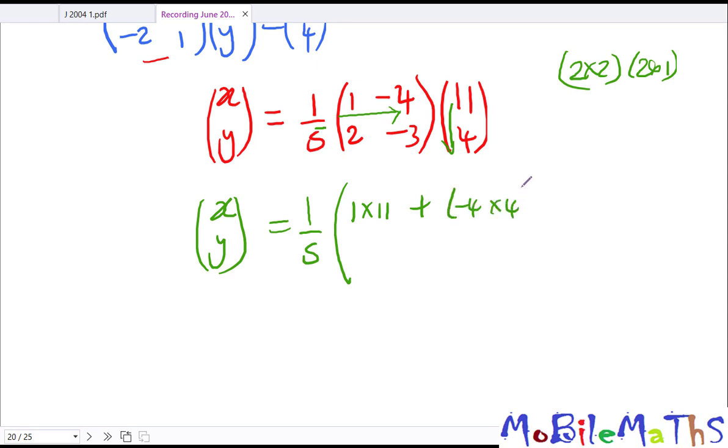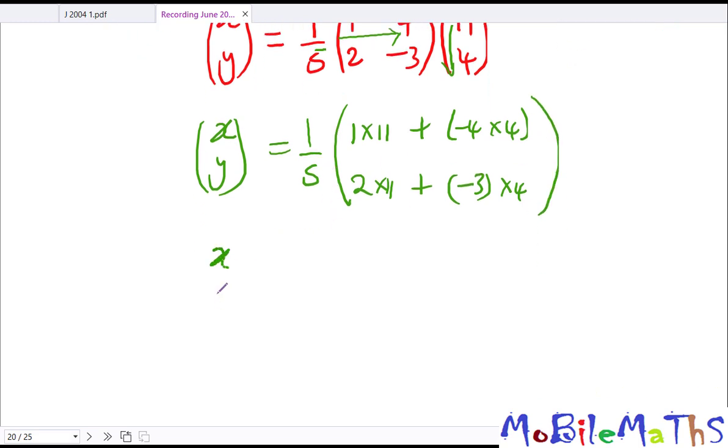Okay, we are done with these ones. Then we go down: 2 by 11, that's 2 by 11 plus minus 3 by 4. Okay, like that. So this is our matrix. Simplifying, I still have my x and y this side, and we have 1 over 5.